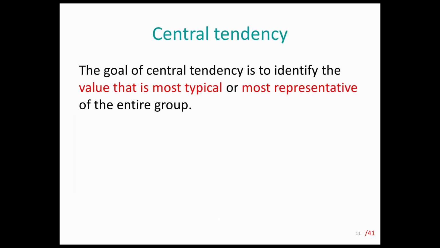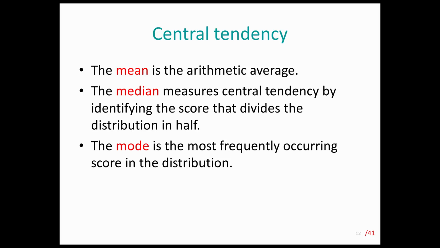Another descriptive statistic that's very popular is the central tendency. Central tendency simply means the average or the most typical value or the most representative number to show the entire sample. The mean, the median, and the mode are three examples of central tendency. The mean is the average, and the median is the score that divides the distribution in half, and the mode is the most frequent score in the distribution.